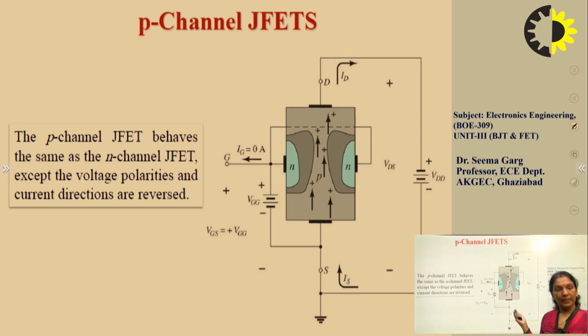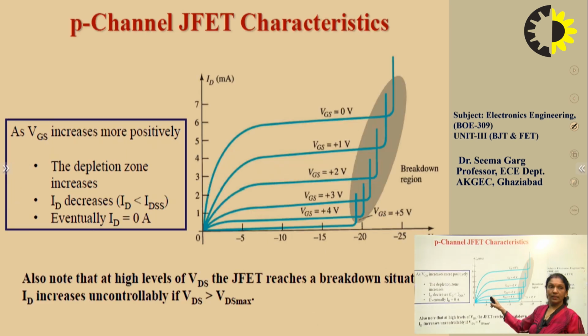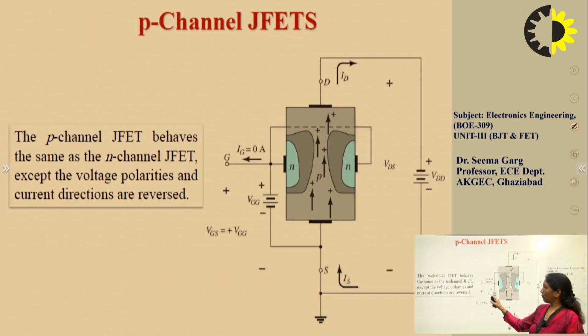This is the P channel we have already discussed. The P channel consists of a P type channel, with two N type materials connected. The gate terminal is reverse biased, which is why this VGS is a positive voltage. The drain terminal is P type material, and this is also reverse biased, and that is why it is connected to the positive terminal of the battery.